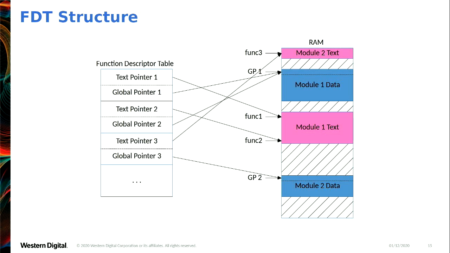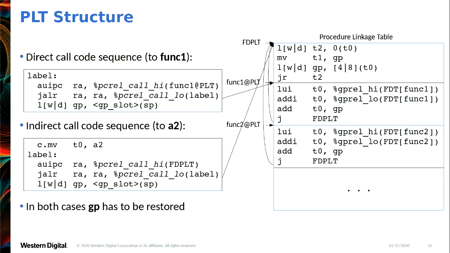So this is how it's going to look with the image of the program in the memory. The text pointers are pointing at the functions in a text segment, and the global pointers point to the corresponding data segment. So here's the structure of the PLT, the procedure linkage table.